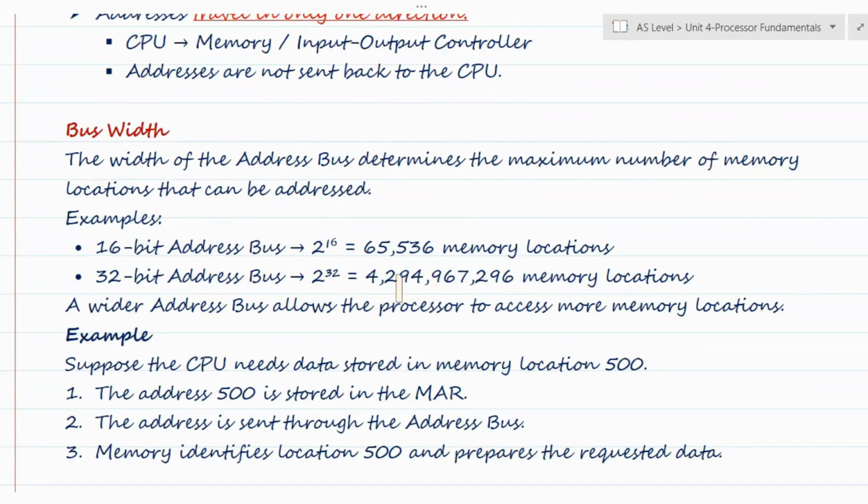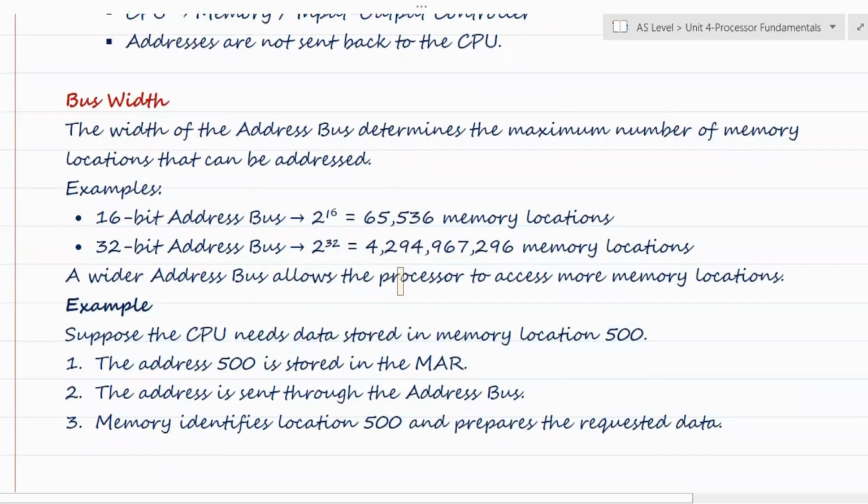Another important concept is bus width. The width of the address bus determines the maximum number of memory locations that can be addressed. For example, a 16-bit address bus can address 2 raised to power 16 memory locations.